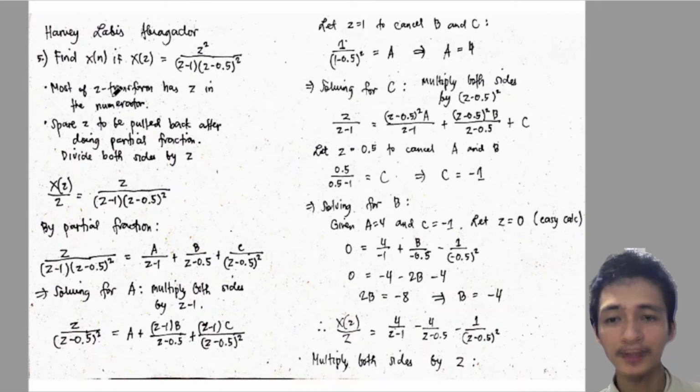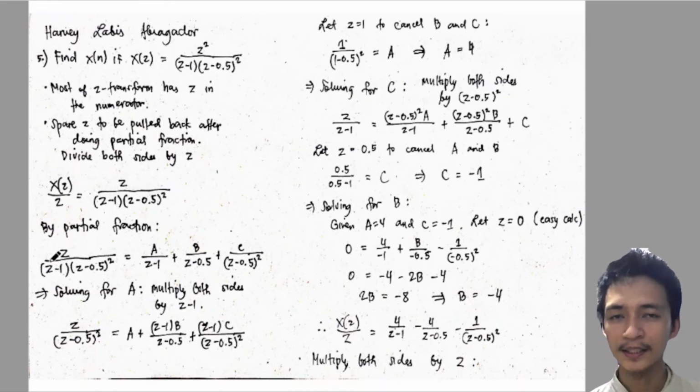So again, most of the z-transform has z in the numerator. Therefore, we need to spare z to be pulled back after doing partial fraction, just like what we did in the previous items. As a strategy, we divide both sides by z. So this will result to X(z)/z equals z over (z minus 1)(z minus 0.5) squared. So using this expression, we take the partial fraction of this one.